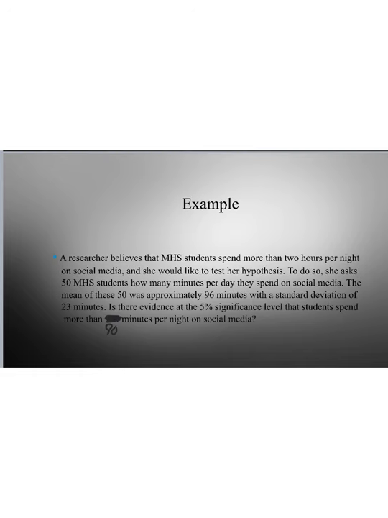Okay, so here's the example again, going back to the social media. Sorry, I had to make a little correction here on the actual question, but our sample size is 50, so n equals 50. The 96 minutes represents the X bar, and the 23 minutes represents the S. The whole idea here is they are X bar and S because they come from a sample. If it was our entire population, so if we took a census of all the MHS students, then it would be mu and sigma.